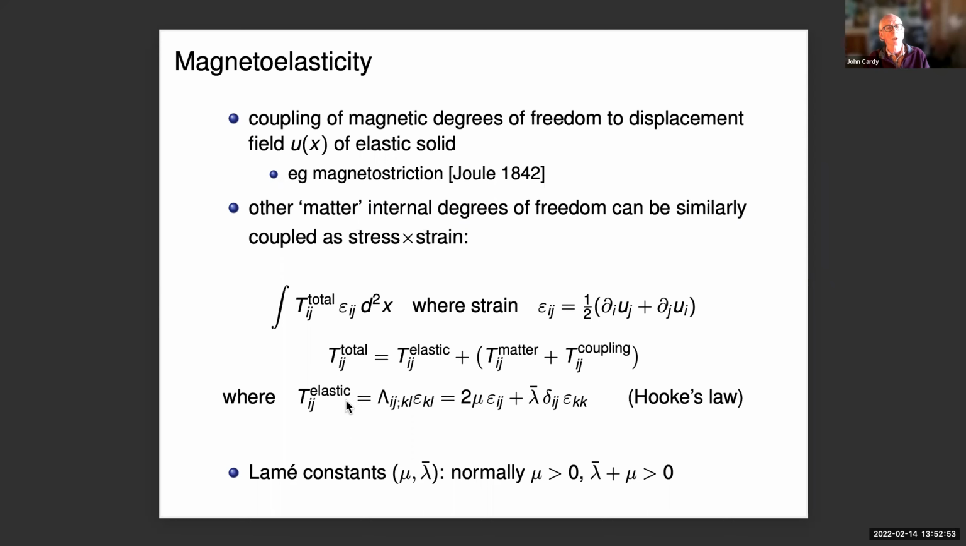So the other relation we need is how to express the elastic stress tensor in terms of the strain field. And of course, this is a generalized Hooke's law. And for an isotropic medium, it has the form written here where mu and lambda bar are the Lamé constants.